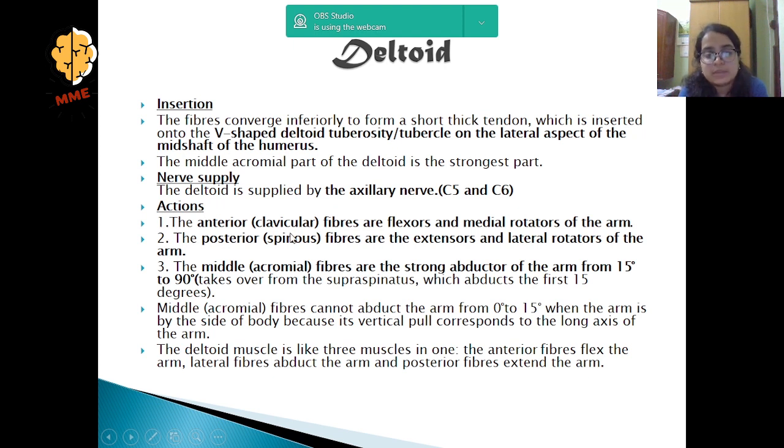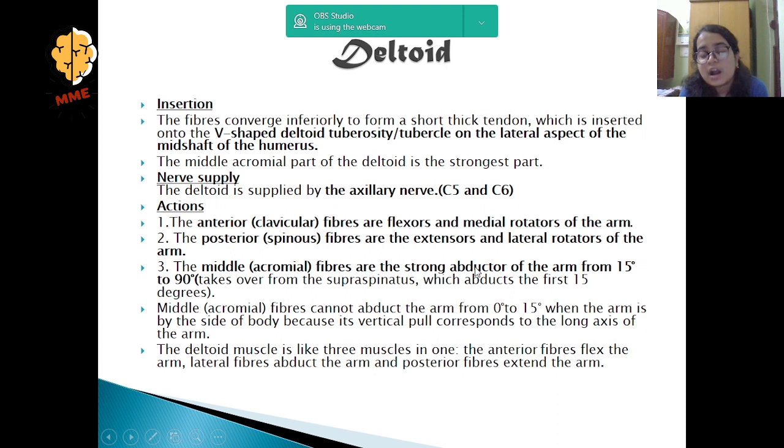Actions of the deltoid muscle. It has various actions. The anterior clavicular fibers are the flexors and medial rotators of the arm. The posterior spinous fibers are the extensors and lateral rotators of the arm. The middle acromial fibers are the strong abductor of the arm. This is the most important part. Flexion, extension, medial rotation, lateral rotation, abduction.